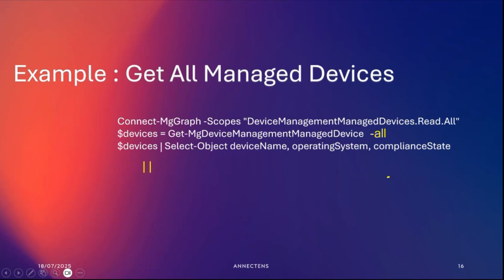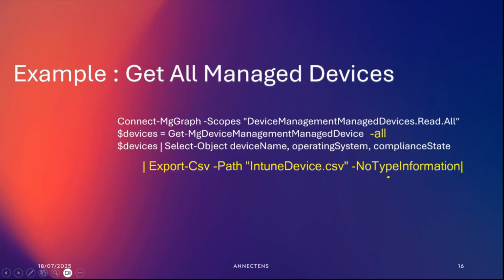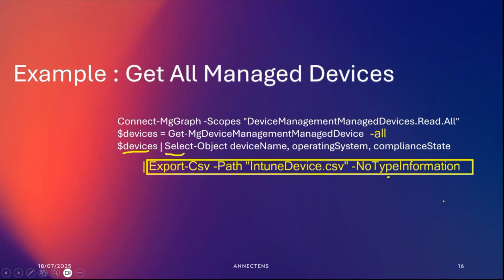Okay, pipe command, and then we can have export. Okay, and then export in CSV, then we can give a path. Okay, for example, Intune devices dot CSV, and then we can have something like no type information. So all these devices which are being piped and we are getting this info, this is where we can export these in CSV format.